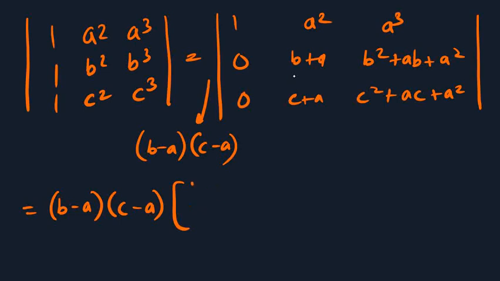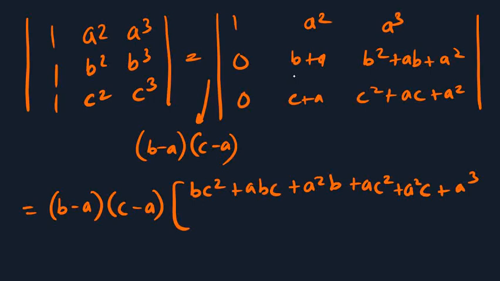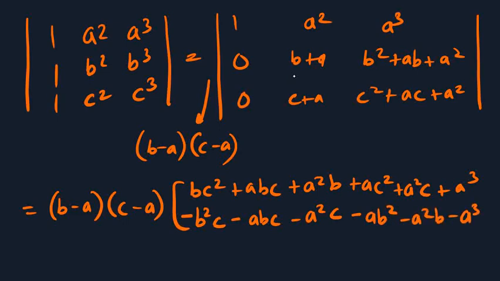So that will be bc square plus abc plus a square b, plus it will be ac square plus a square c plus a cube, and from that we will subtract the multiplication of these two terms. So that will be minus b square c minus abc minus a square c minus ab square minus a square b minus a cube.